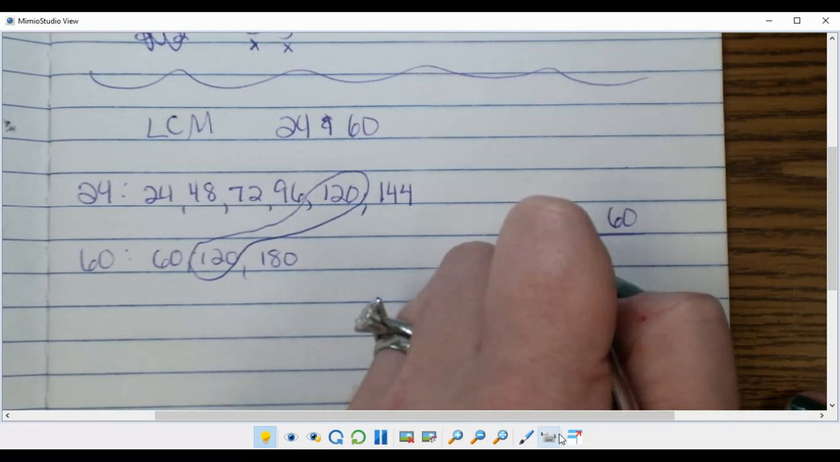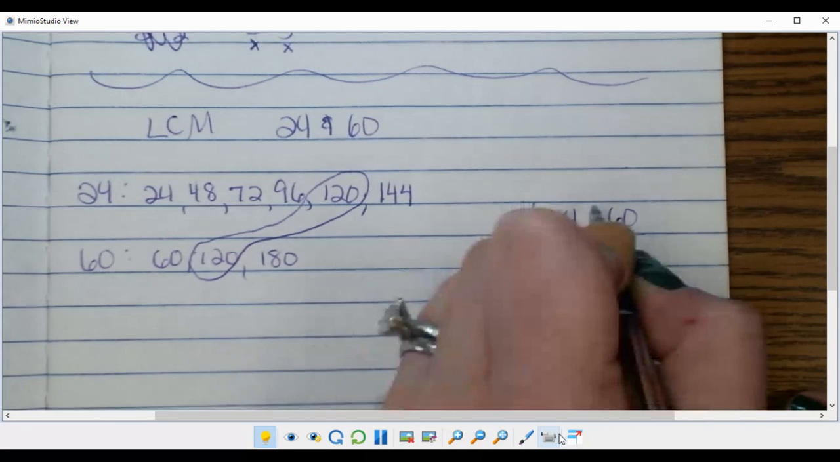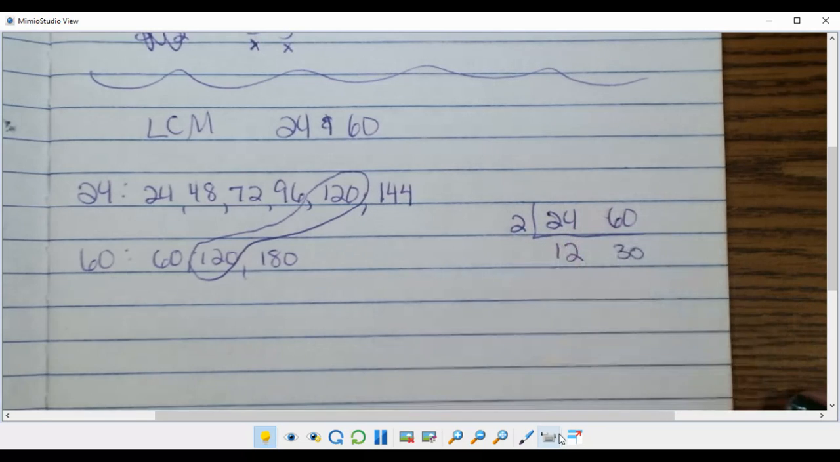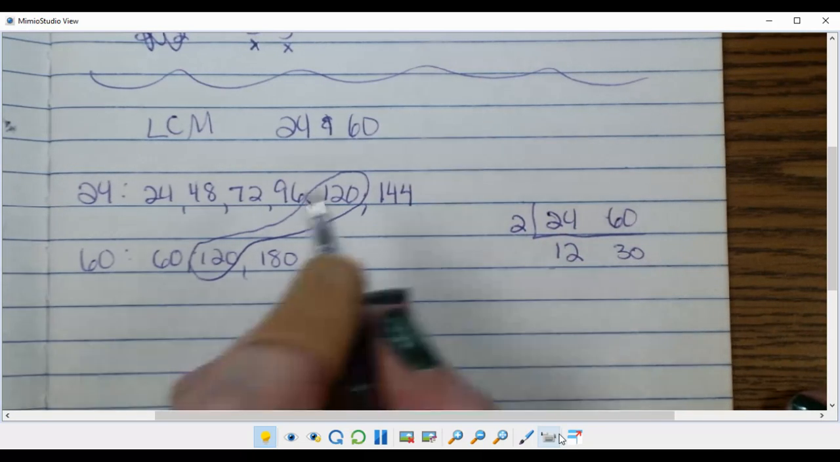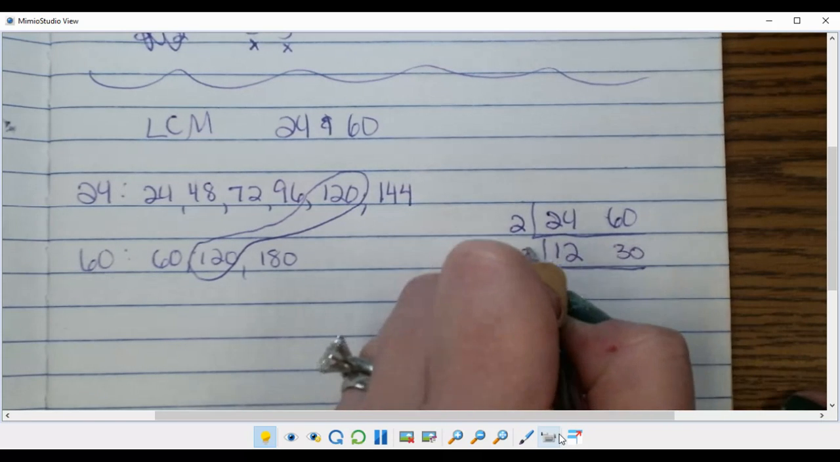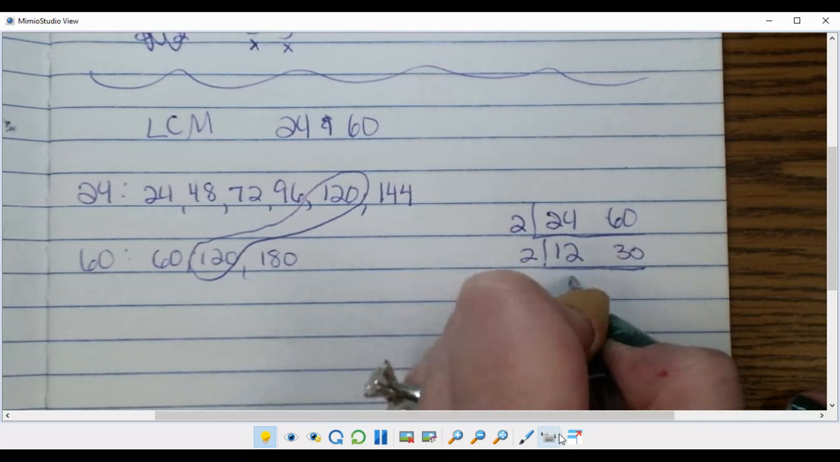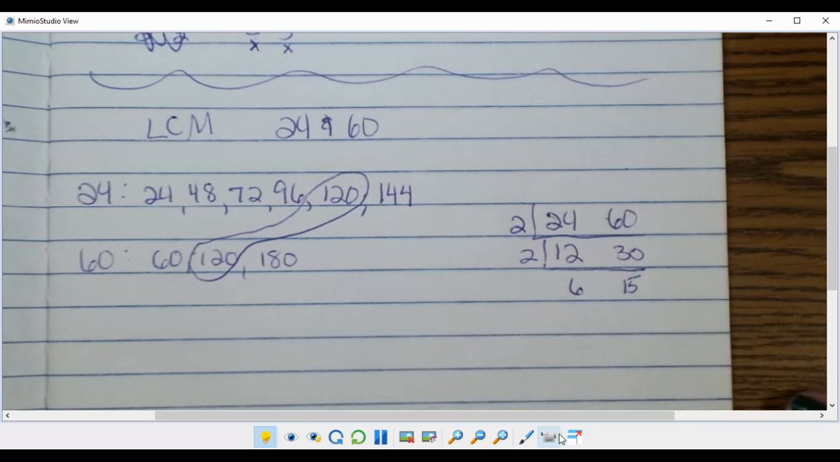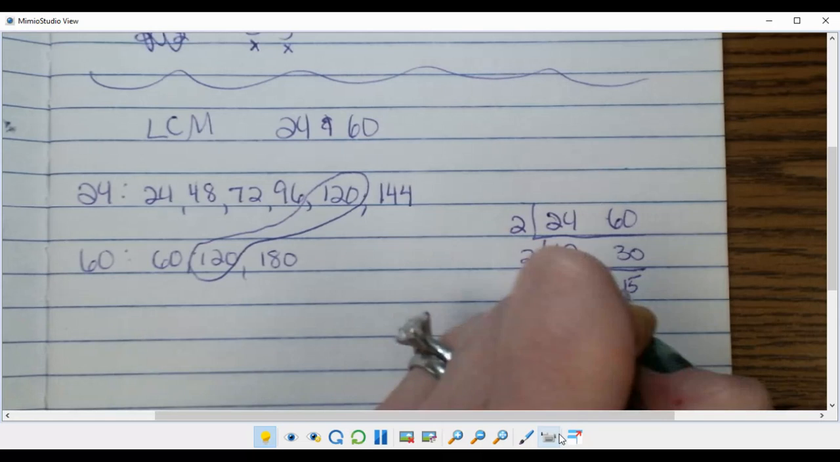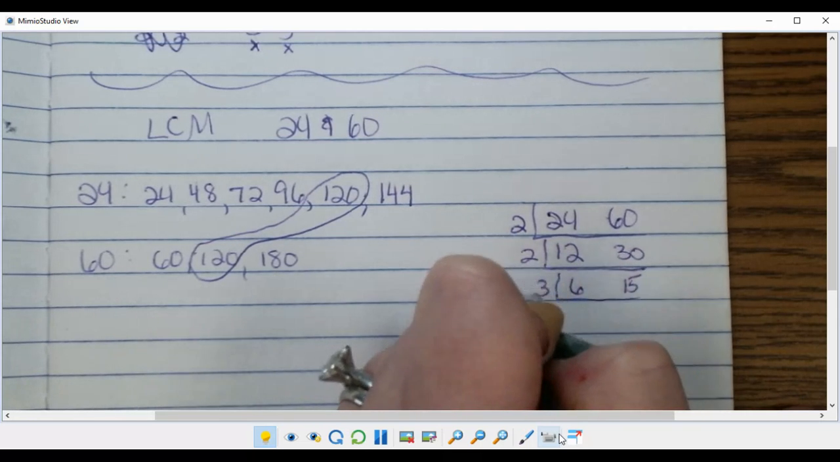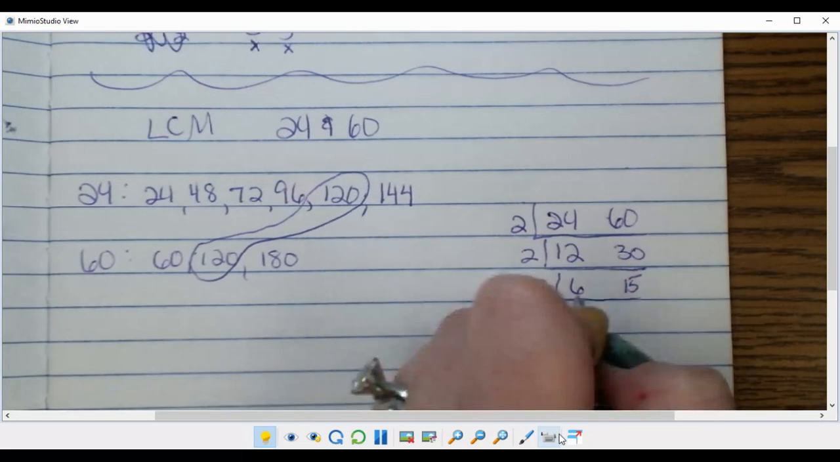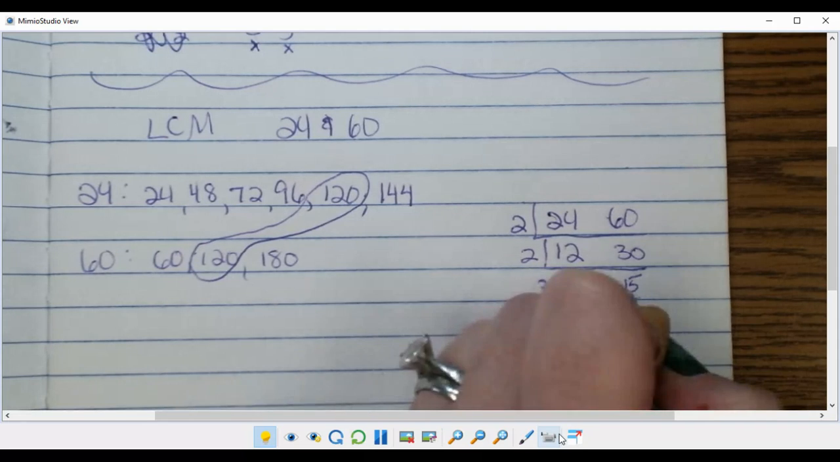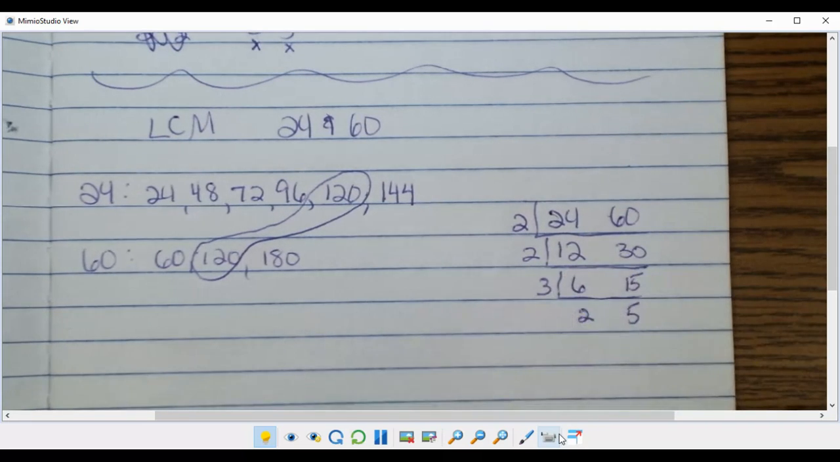All right, so 24 divided by 2 is 12. 60 divided by 2 is 30. Is there anything in common between 12 and 30? Yeah, they're both even. So let's do another 2. 12 divided by 2 is 6. 30 divided by 2 is 15. Anything in common? They're not both even, but they do both have a 3. So 6 divided by 3 is 2. 15 divided by 3 is 5. Anything in common between 2 and 5?